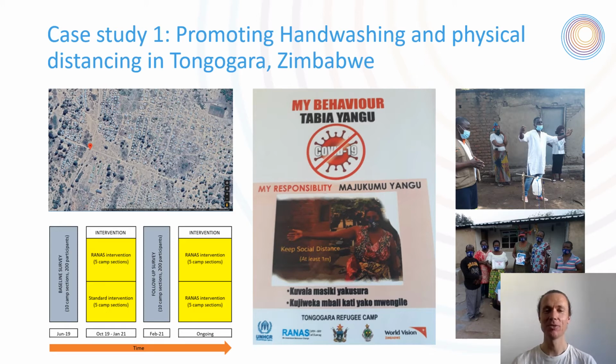I would now like to take you to the Tongogara refugee camp in Zimbabwe, where we designed and implemented a campaign to promote handwashing and physical distancing that used posters, church meetings and household visits, and was very much focused on creating social norms and the perception of approval by others to promote these 2 target behaviors. We evaluated the campaign using a controlled design, implementing it first in some areas of the camp, then doing our evaluation, and then implementing it in other areas.